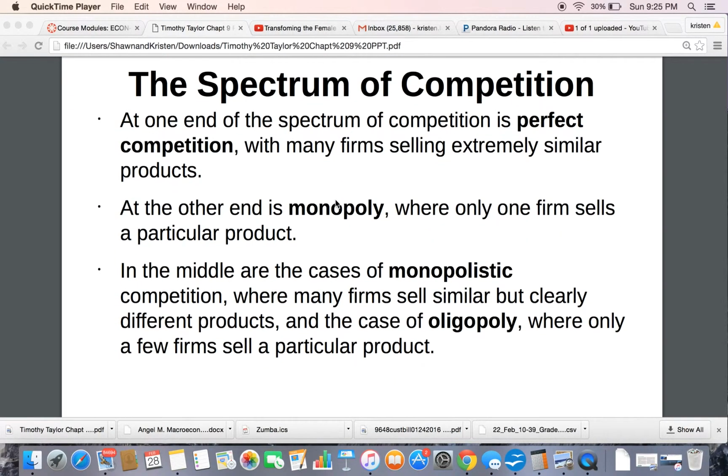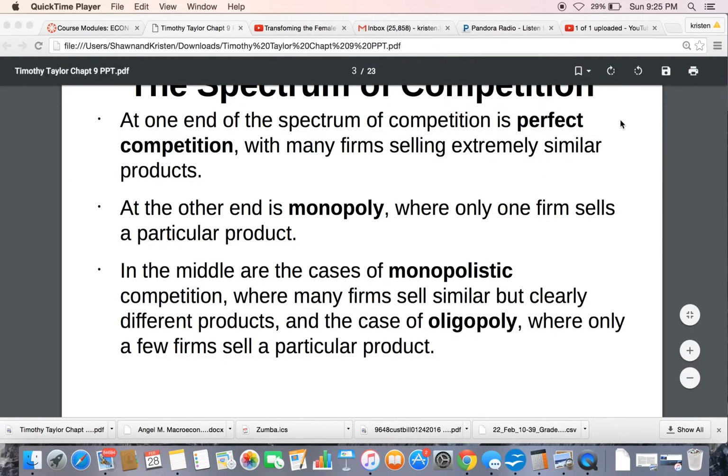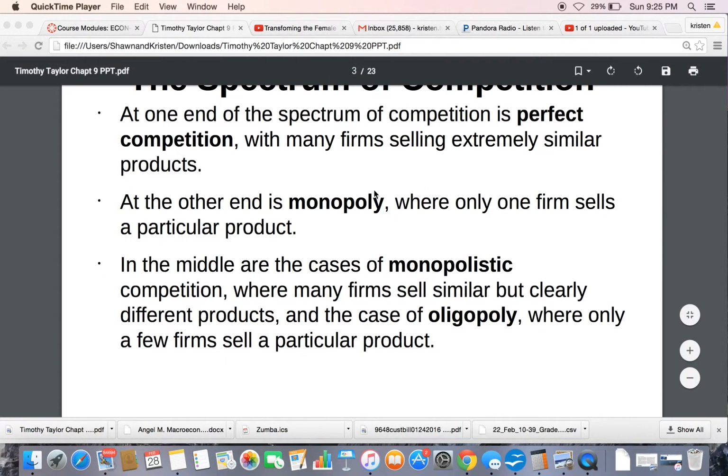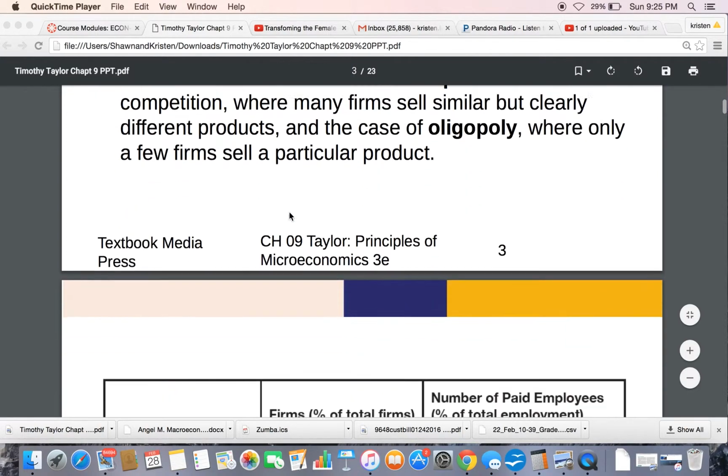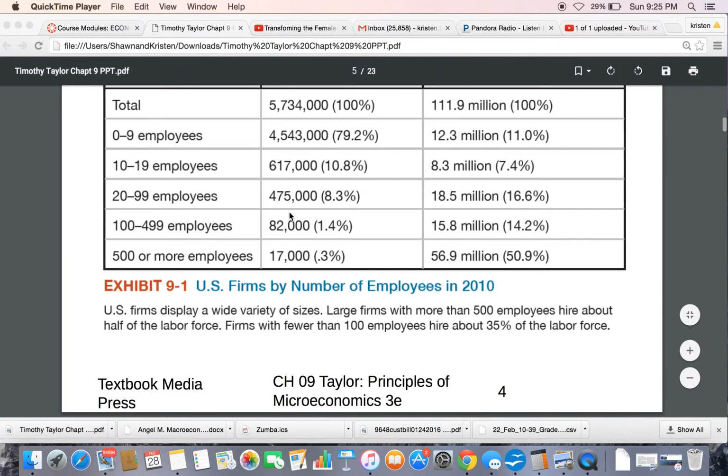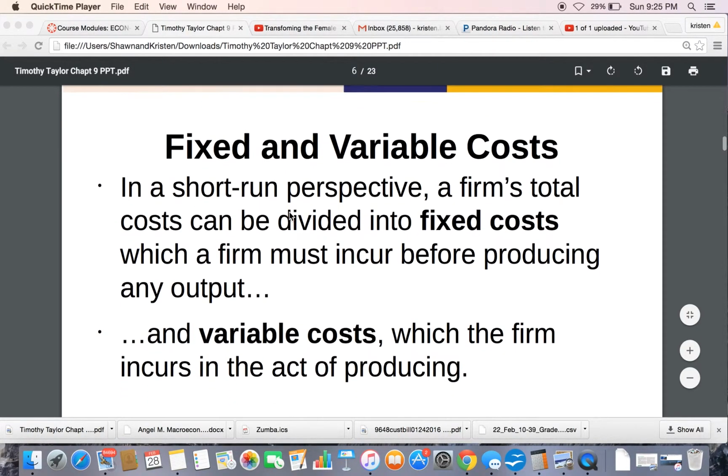Our firm in perfect competition is going to be a firm that sells extremely similar or homogeneous products. So from one firm to the next, we're talking about exactly the same product. They are going to be a large number of small firms, and also they're going to be price takers. At the total opposite end of the spectrum, we have monopoly. A monopolist is going to sell one product that is unique. There is no one else that sells that product, and therefore they take up the entire industry. I'm going to skip over that slide.